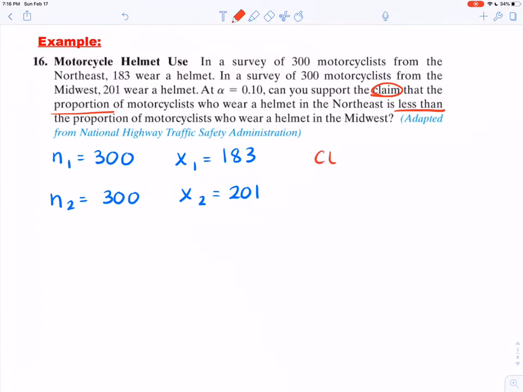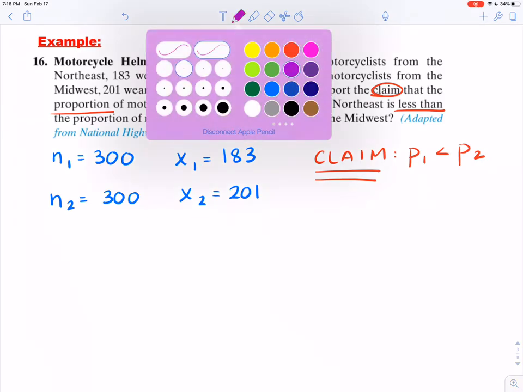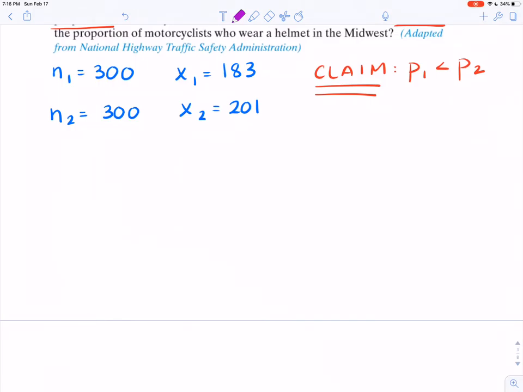So my claim that I'm testing here would be that p1, the proportion for the Northeast, is less than p2, the proportion for the Midwest. Now, as soon as I see that I'm comparing proportions, I'm going to go ahead and calculate all the different values that I'm going to need to run this test. So I've got my sample size, I've got my number of successes, we call them. So I'm going to use that information to calculate the sample proportion for each group.